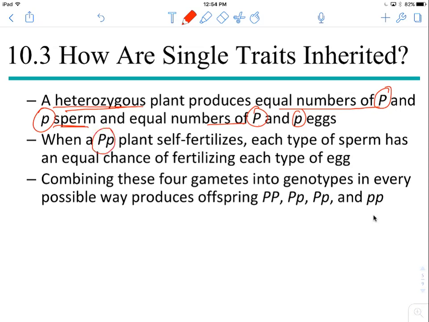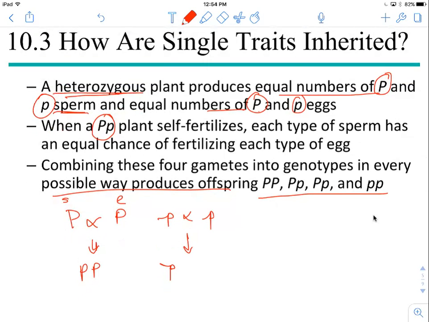If you have a heterozygous plant self-fertilizing, the sperm has an equal chance of fertilizing each type of egg. So combining these 4 gametes into genotypes in every possible combination produces offspring with the following genotypes. If I have a P sperm crossed with a P egg, I get one of each. If I have a lowercase p with a lowercase p, I get 2 lowercase.